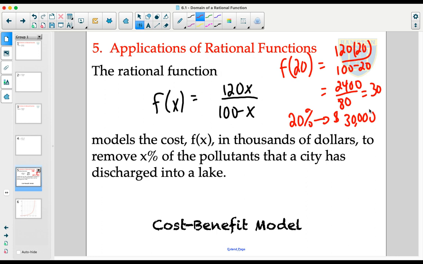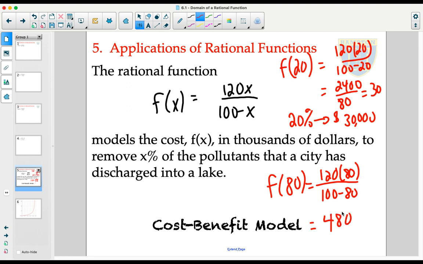Let's say we want to up it to 80% of the pollutants. So we'll use 80 as our input, 120 times 80 over 100 minus 80. Obviously, much less of a divisor and a much larger numerator. You can check the simplification on this, but you should get 480, which means removing 80% of the pollutants will cost $480,000.